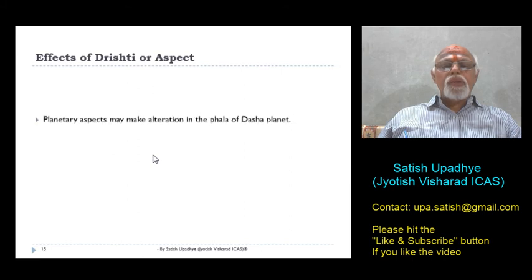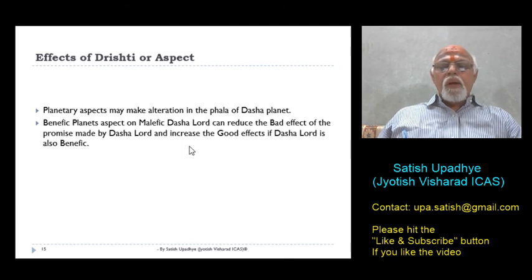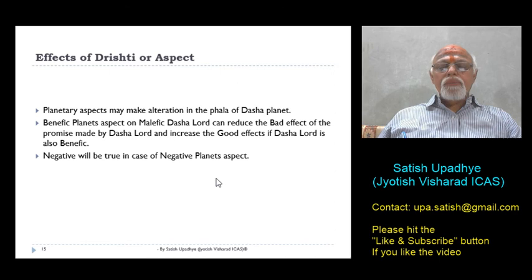What are the effects of the drishti and aspects? Planetary aspects may make alteration in the flow of dasha planet. A benefic planet aspecting the malefic dasha lord can reduce the bad effect of the promise made by the dasha lord and increase the good effects of the dasha lord. The opposite will be true in case of malefic planets. I have just explained that benefic planets' aspects are good, whereas malefic planets' aspects on the malefic dasha lord will create more hurdles. It will create more havoc.